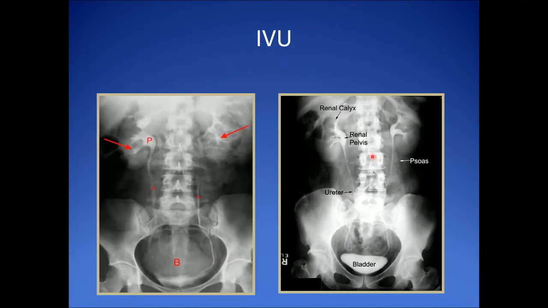This is an example of a normal IV urogram. There is excretion of the contrast material from the minor and major calyces, renal pelvis, and ureters, down to the urinary bladder.